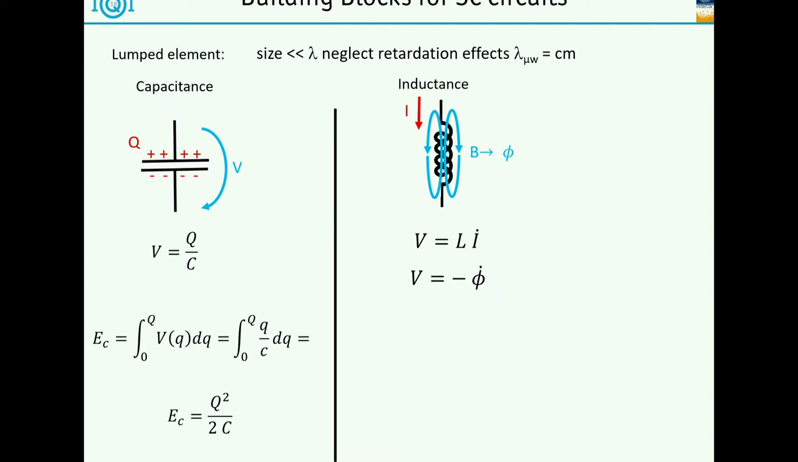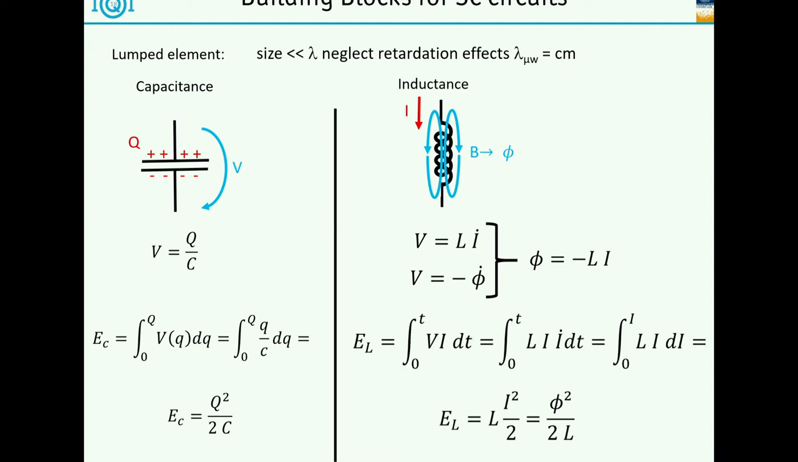So I can combine these equations and end up at a relation between the flux through this coil and the current, and it's again just the inductance in the front here. We can again quite simply calculate the energy stored in this device. I take the power and integrate it over time. I use these equations, put them in here, and I end up with a very similar expression where I just have to replace charge with flux and capacitance with inductance. And I'll get the total energy stored in the inductor.